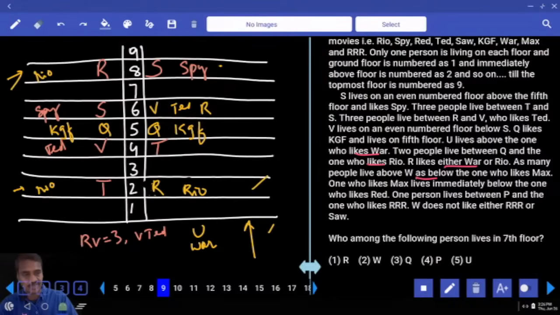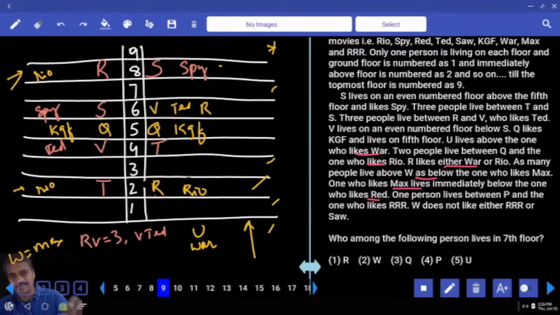As many above W, below Max. Now W and Max, you need to have an equal number. W and Max first is possible, isn't it? First and the 9th, and the 4th floor. Then the next one, the 3rd one, is also possible. Clear? And 1 and 9 or 3 or 7. Then the one who likes Max lives immediately below Red. Max is immediately below Red.